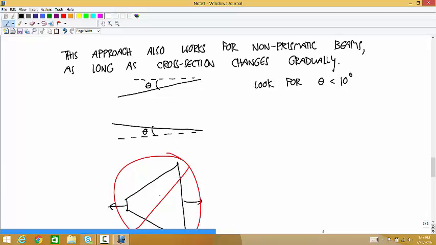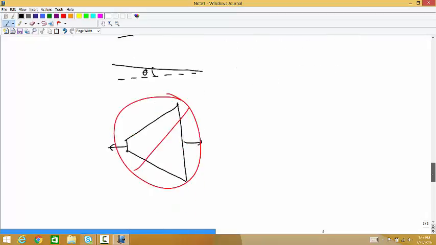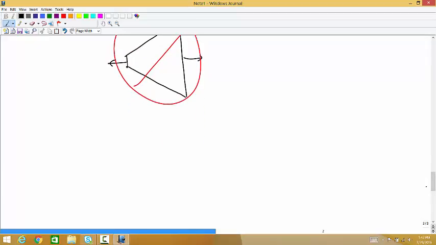Any other questions? Okay, well, that's really all we need for this. So let's do an example. So let's say that there's a bar connected to the ground. There's a 10,000 Newton force at the top. There's a 3,000 Newton force at the middle.